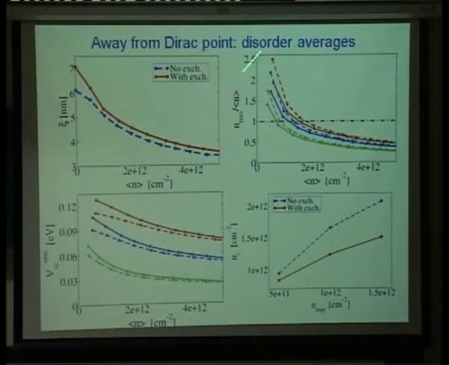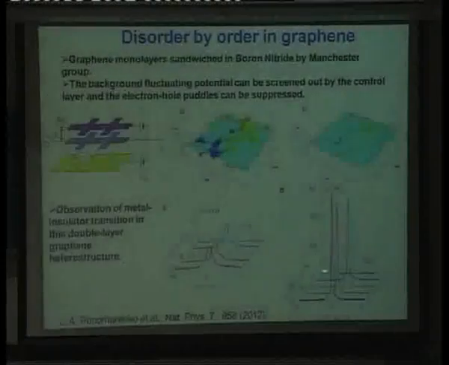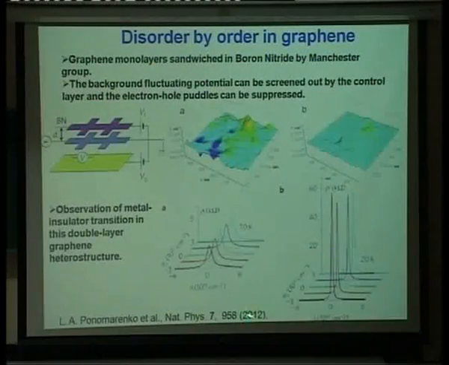This is a busy plot. This direction is density. This direction is... just look at one plot. That's a standard plot. This one plot is a standard plot of conductivity as a function of gate voltage, okay? Resistivity, okay? And the different plots, I believe, are basically how much puddles have been suppressed, okay?